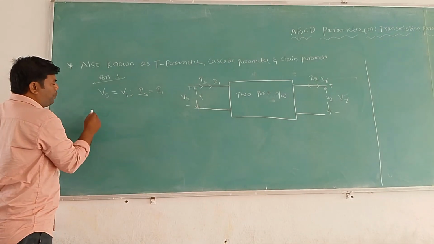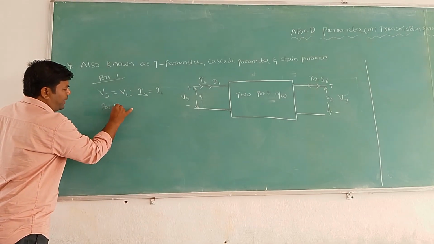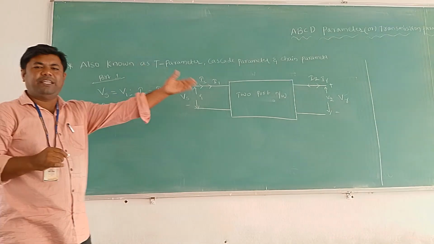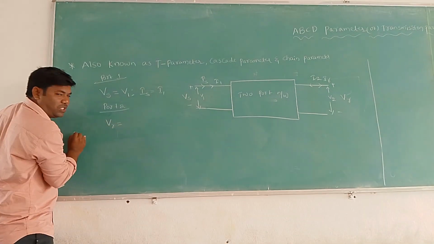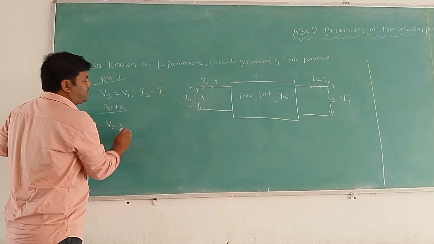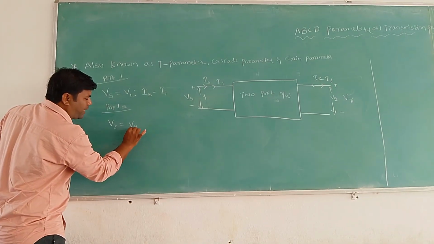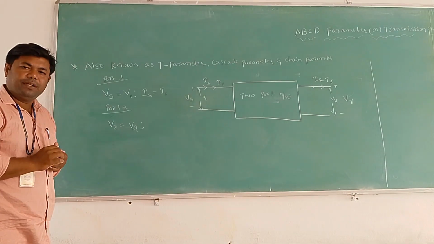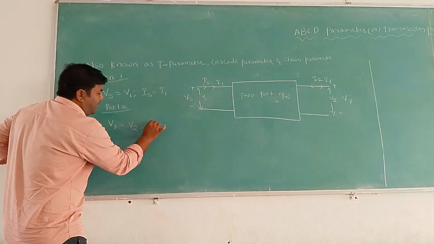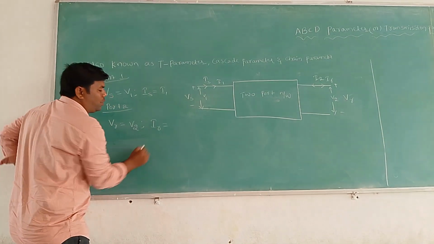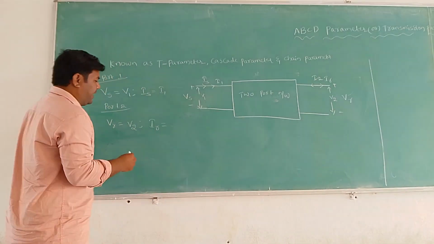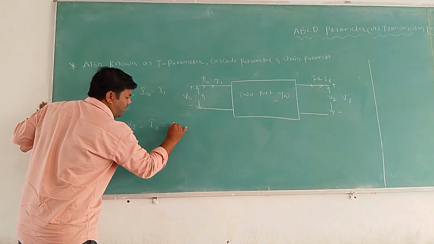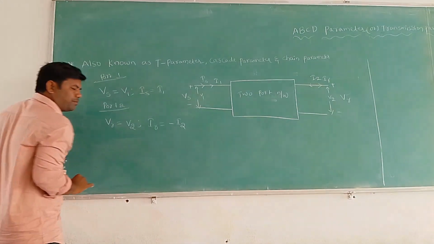In the same way, from the port 2 point of view, port 2 is the receiving end. The voltage is Vr, the receiving voltage, and Vr is equal to V2. Next, the current is Ir. Now you can observe the direction of the current: I2 is in the reverse direction to Ir. That's why we write I2 as negative Ir.